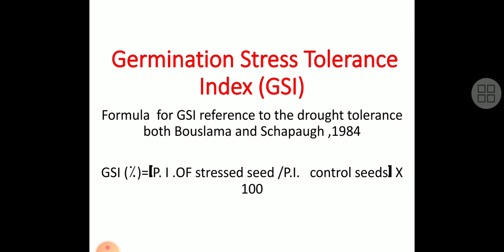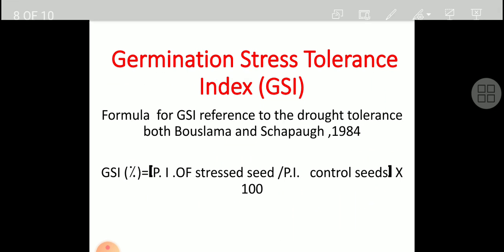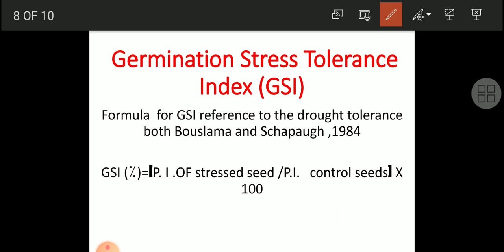Now germination stress tolerance. Already I have explained how to calculate the stress tolerance. Germination stress tolerance percentage can be calculated with a simple formula: percentage of stressed seeds divided by percentage of control seeds into 100. Keep in mind, friends, suppose we have a setup of a germination experiment. There are 100 seeds in a petri plate, isn't it? And we are germinating those seeds in a NaCl solution.